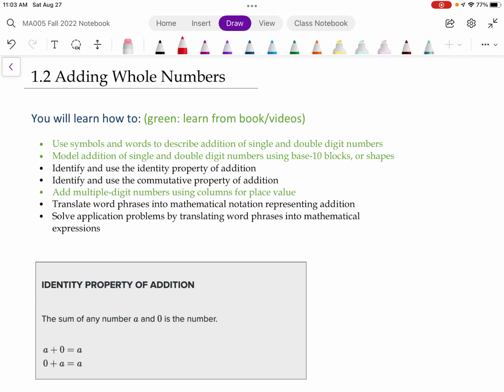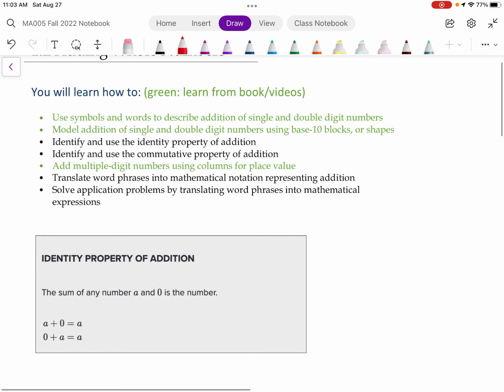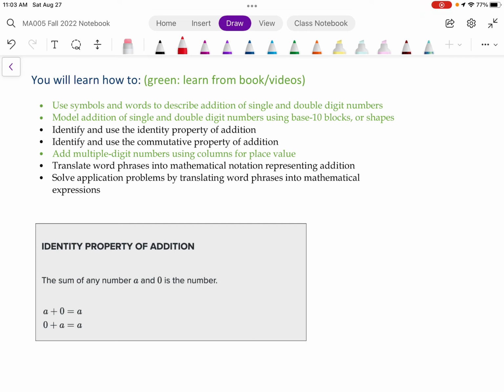Much of this you probably already know, or if you want to learn about using base 10 blocks to add, it's a great way to learn how to understand the base 10 number system and why we use the rules that we do, but it's kind of out of the realm of what we do in this class. So you are free to go and look at the book. There's lots of videos and examples in the book.